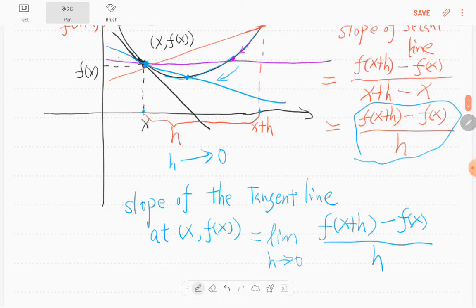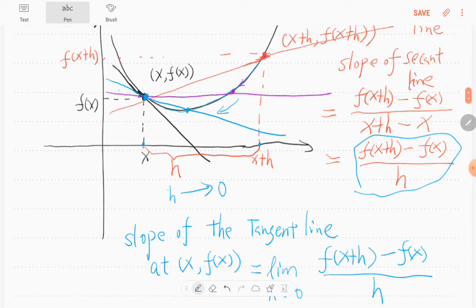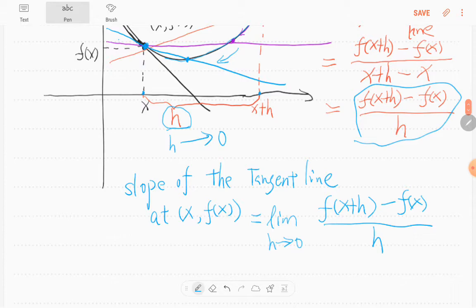As h approaches 0, that means h becomes smaller and smaller, right? So the points will become closer and closer to the tangent point. At last, when h is very close to 0, this point almost coincides with the tangent point, x, f of x. Okay, so this is the idea: we use the limit process to find the slope of the tangent line.